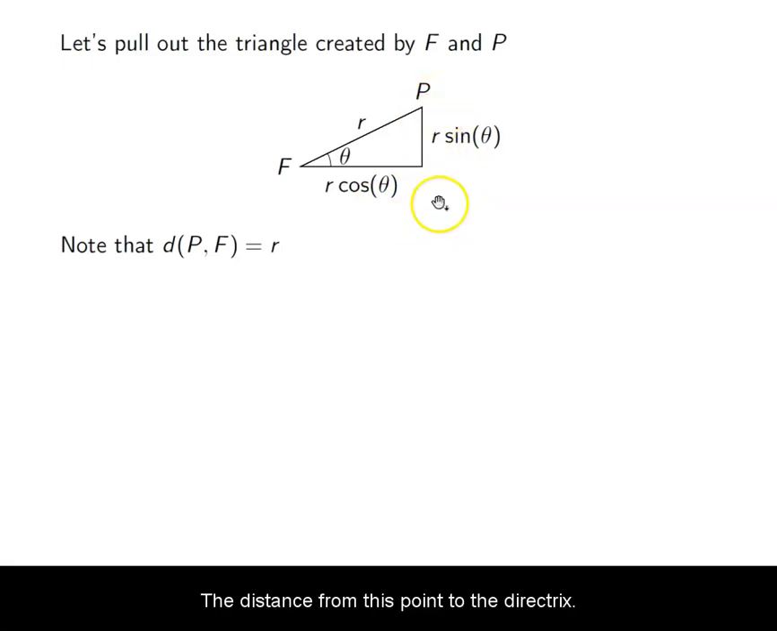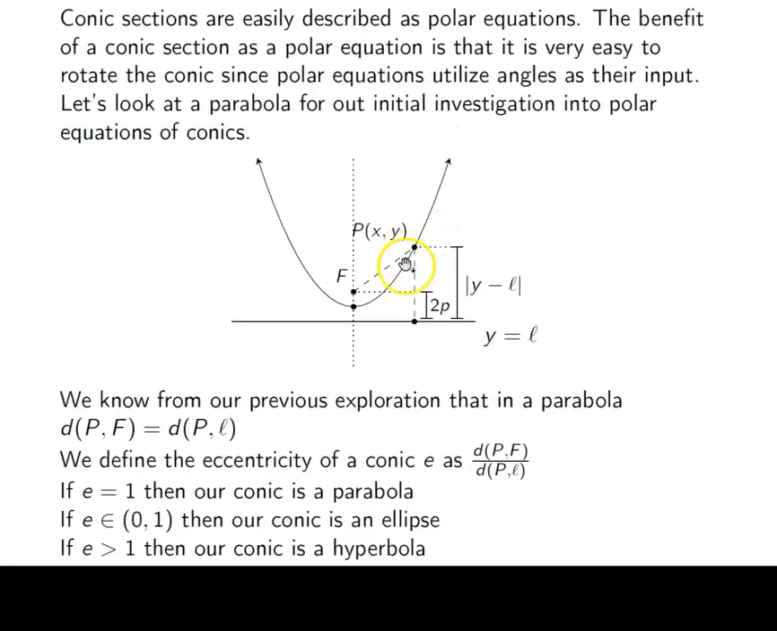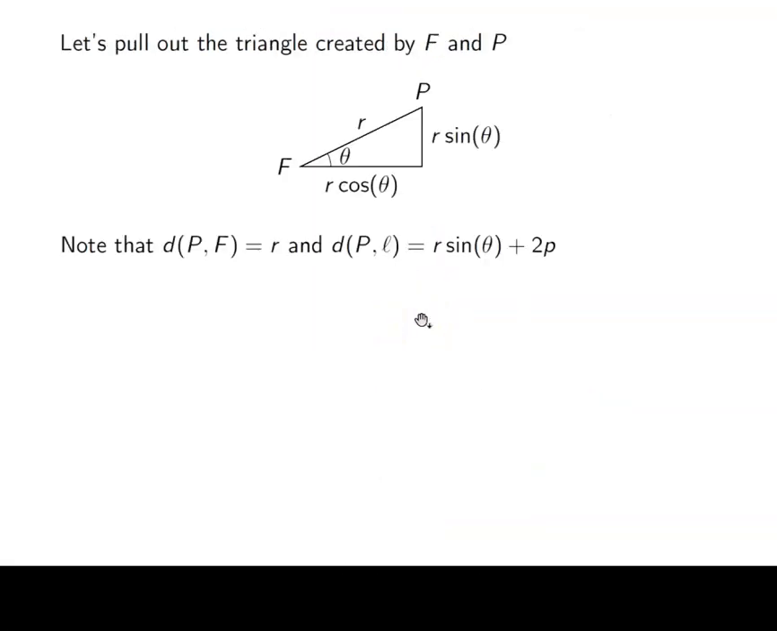The distance from this point to the directrix, okay, so this is my r sine theta, and then I have 2p. So this distance from y to L, the directrix, that's the r sine theta and the 2p, so that's 1p and then 2p, because each distance here is a distance of p. From the directrix to the vertex is p, and the vertex to the focus is p. So that's r sine theta and p.